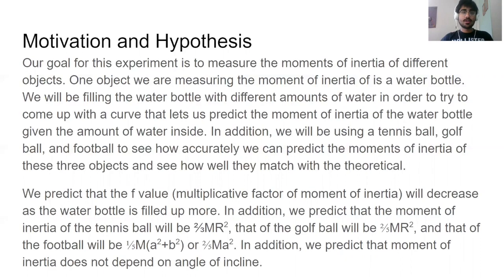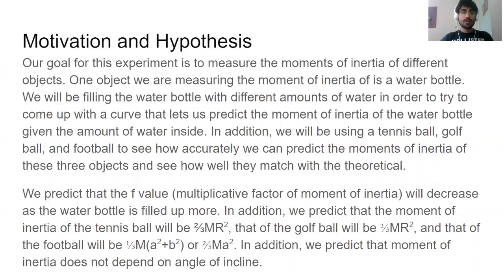So we tested a solid sphere in the form of a tennis ball, a hollow sphere in the form of a golf ball, and an ellipsoid in the form of a football. And to test the mass distribution, we used an empty, half full, and full water bottle. All of the trials were done on both a 12-degree and a 16.2-degree incline, and the values were compared between both to see how the angle affected them.